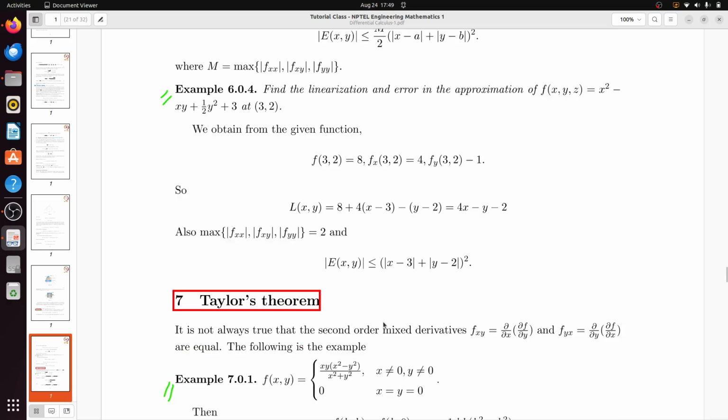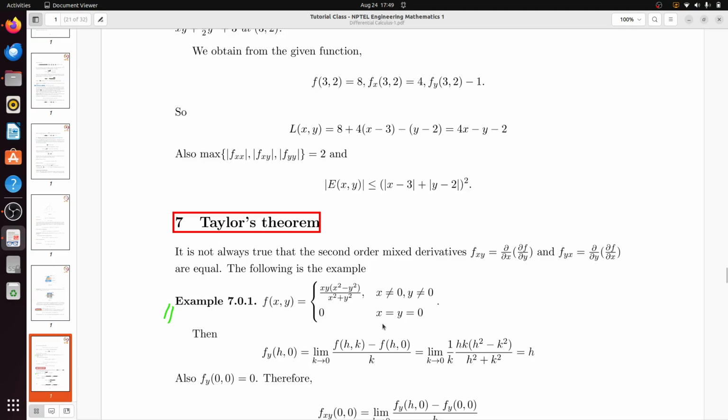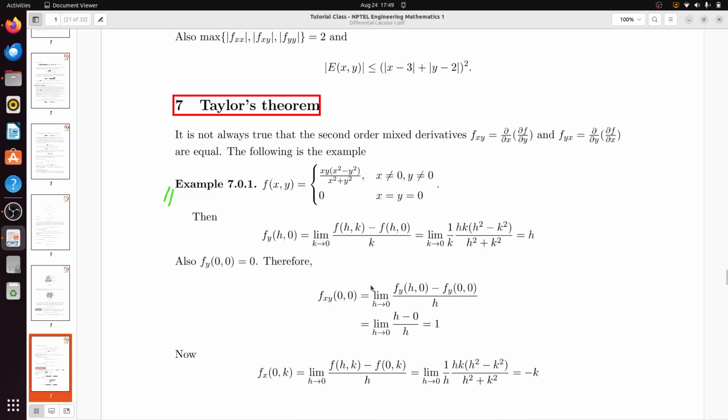Is it clear? Then next I will move to one of the important aspects, that is called Taylor's theorem. But before going into Taylor's theorem, I will briefly tell you that it is not always true that the second order mixed derivatives fxy and fyx exist and are equal to each other. So here I will give you one example.